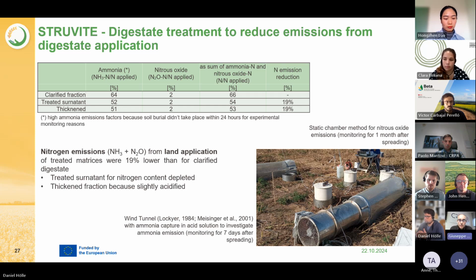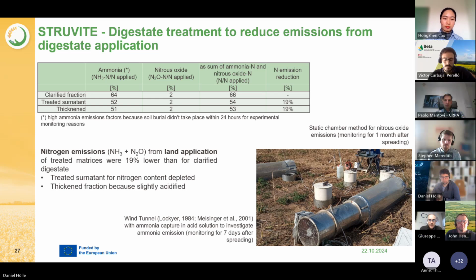The nitrogen emissions, as the sum of ammonia and nitrous oxide, from land application of the treated output matrices were 19% lower than the clarified input digestate, because the treated supernatant was depleted in nitrogen content and the thickened fraction was slightly acidified. Next, and the last.